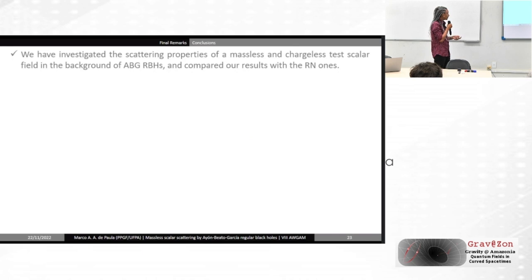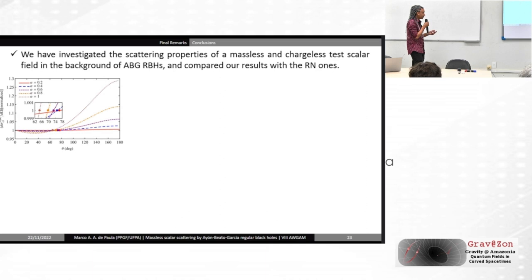As the conclusions, we have investigated the scattering properties of a massless and chargeless test scalar field in the background of ABG regular black holes, and compared our results with the Heisenberg-Euler ones. So we saw from the classical differential scattering cross section that the magnitude of the scattering flux increases as we increase the black hole charge. And we can find some values for which the classical scattering cross section of the ABG regular black hole is smaller than the Schwarzschild case. As I said before, this also happens for the Heisenberg-Euler case, but it doesn't happen for every kind of regular black hole. For instance, for the Bardeen case, this result doesn't occur.